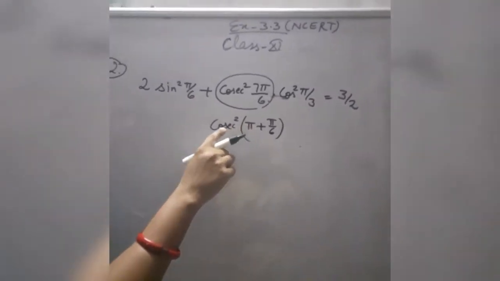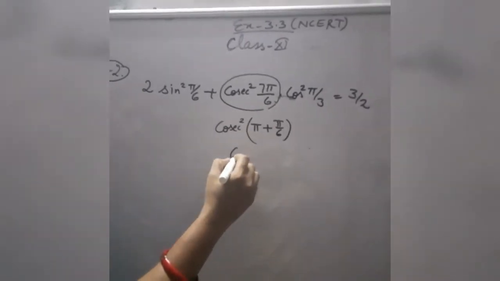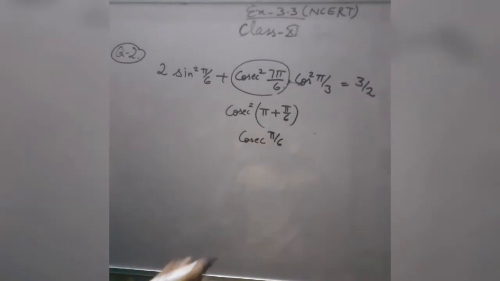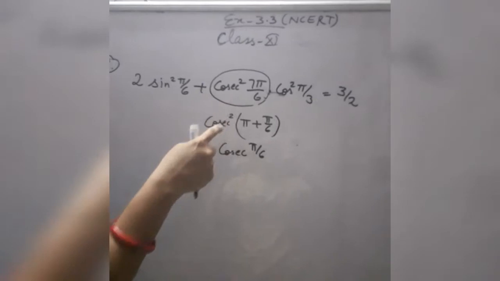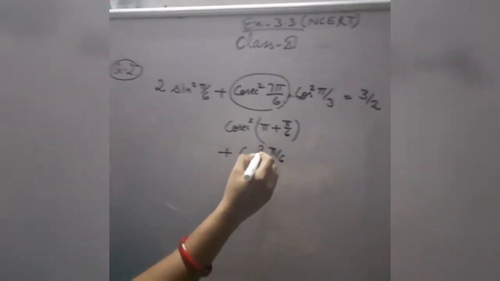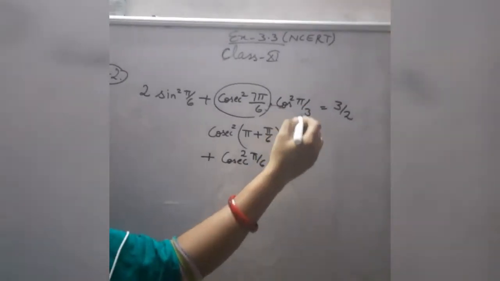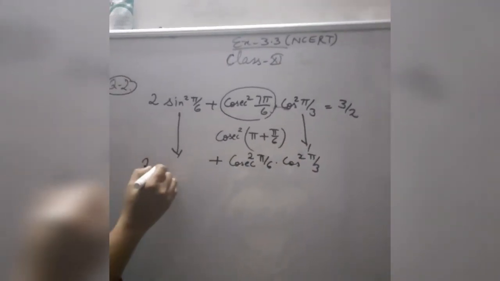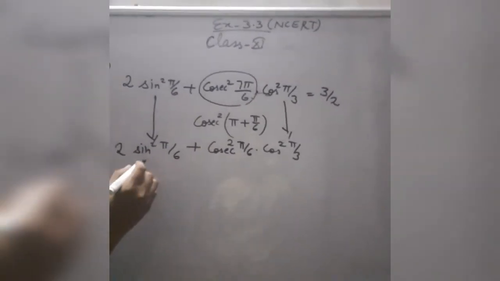You will use the formula of cosecant 180 plus theta. Cosecant 180 plus theta is equal to cosecant theta, means cosecant pi by 6. Now see negative and positive sign, because here square is given to you, either it is positive or negative, after taking square it becomes positive. So here it is equal to cosecant square pi by 6 into cos square pi by 3. Write down first term also as it is here, 2 sin square pi by 6.